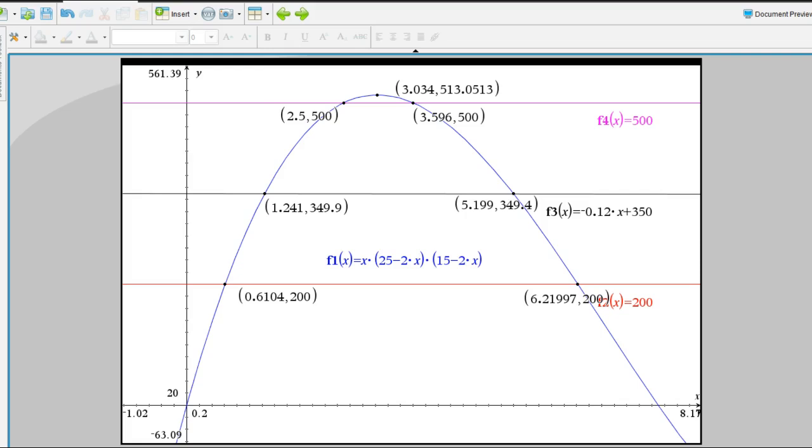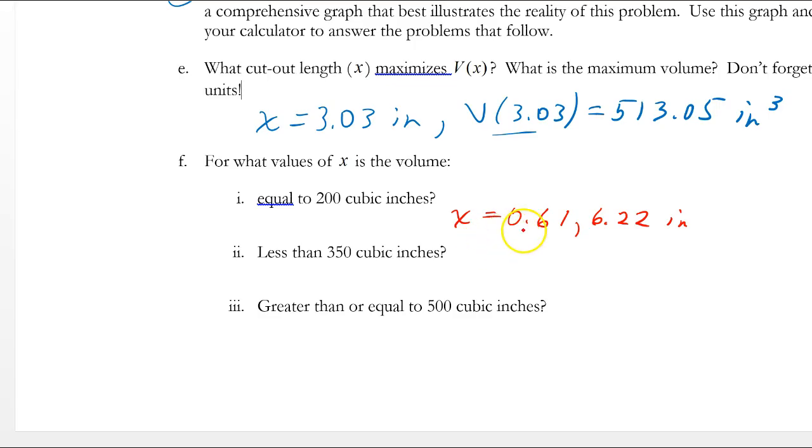So to figure out where the box has 200 cubic inches of volume, we graph a 200 cubic inch volume line. This is shown here as f2(x) = 200. And that goes across down here, and it intersects at 0.61, 200, and at 6.22, approximately 200. There are clearly two x values that give that same volume, and so we're going to write those answers down. So we have the answers 0.61 and 6.22 inches now to answer the first question here.